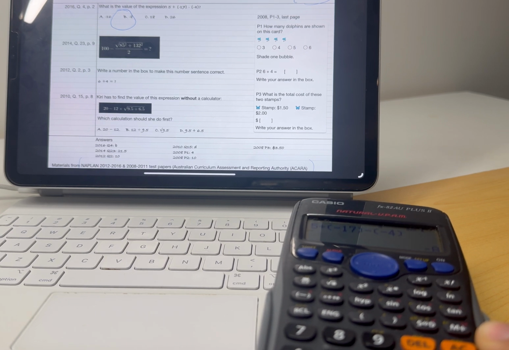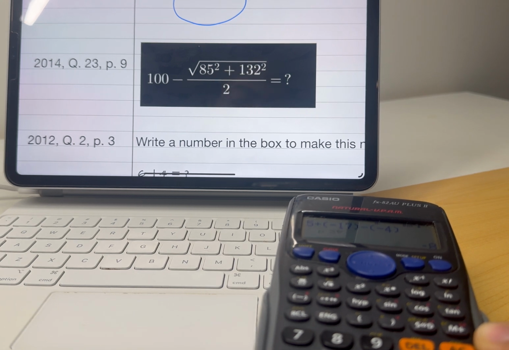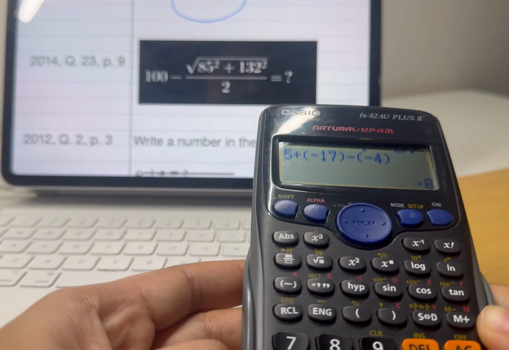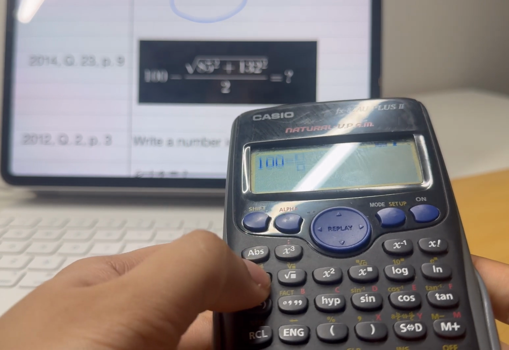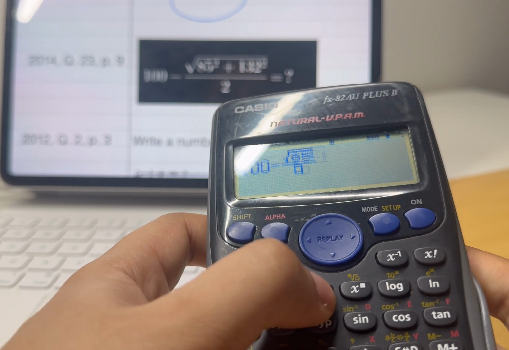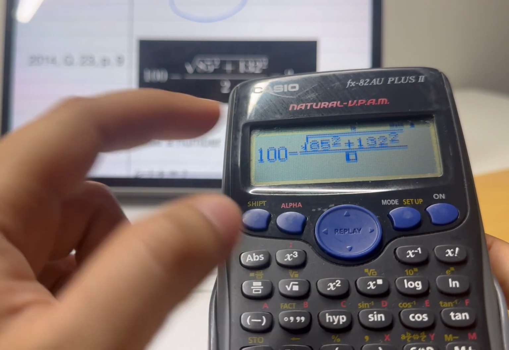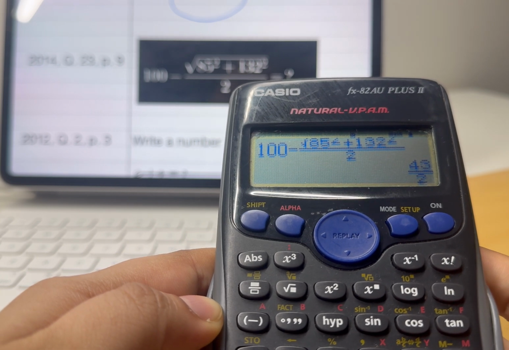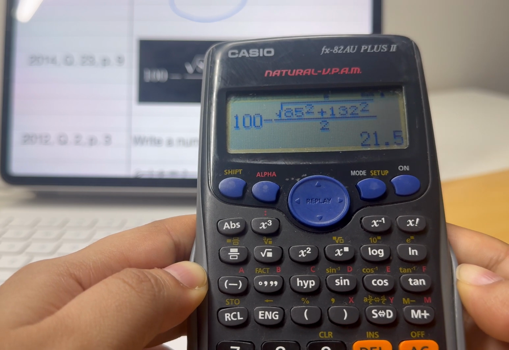Now the second question, 2014, is this question, 2014 question 23, page 9. What you can do is just pop that in again, 100 minus a fraction, and in the square root, 85 squared plus 132 squared, then you can move with these little buttons up here and type in 2, equals, it gives us 43. You can use this button to change from fraction to decimals.